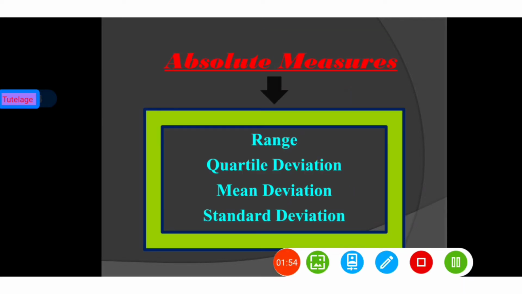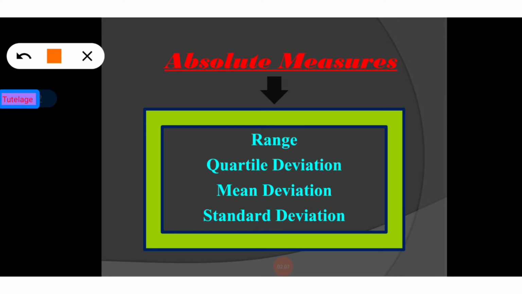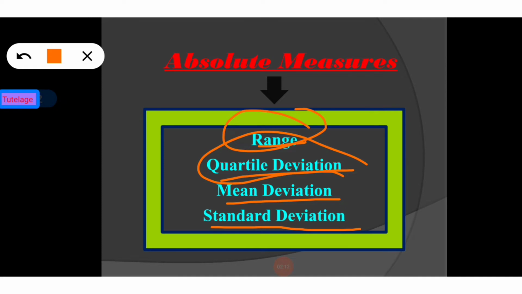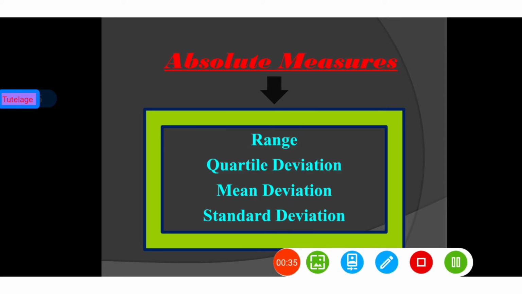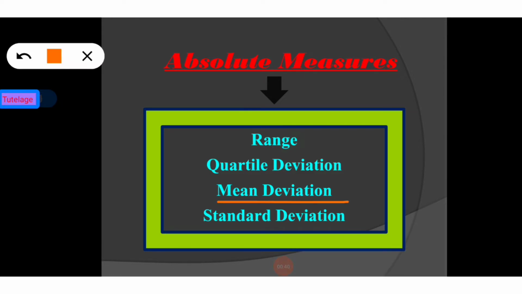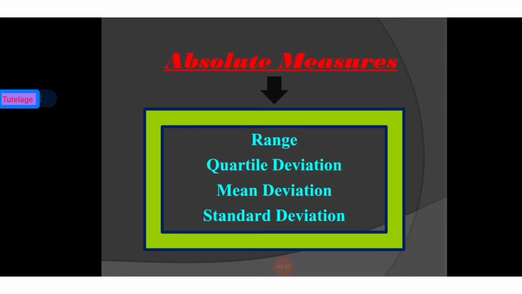So here we can see some measures under the absolute measure. First one is range, second one is quartile deviation, mean deviation and standard deviation. We have already discussed the range and the quartile deviation in my previous session. So if you are missing, then go and check out. Okay. So we are going to discuss another absolute measure of dispersion, that is mean deviation. So now move on to the next slide.